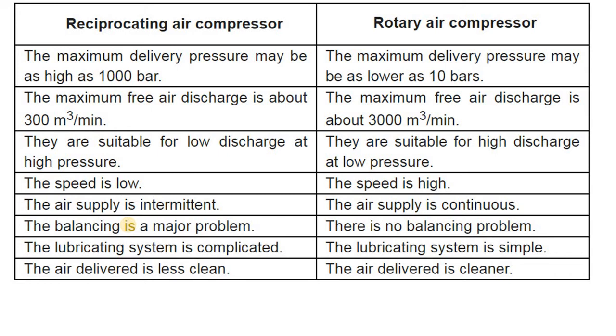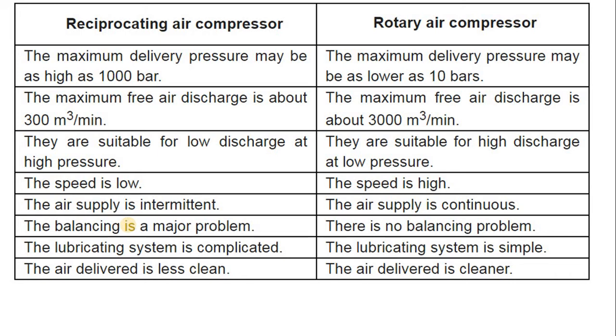So here you get the idea that for high pressure application we prefer the reciprocating air compressor rather than the rotary air compressor. But when we talk about discharge, the maximum free air discharge is about 300 meter cube per minute in the case of the reciprocating air compressor. In the case of the rotary air compressor, the maximum free air discharge is about 3000 meter cube per minute. So rotary air compressors are used for high discharge application.